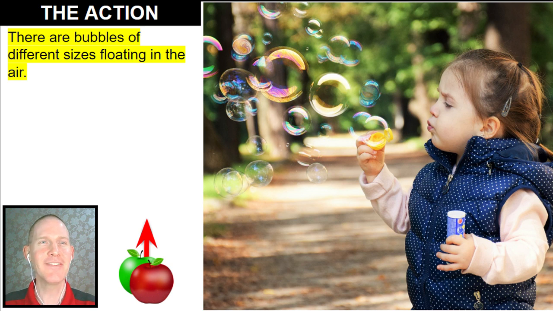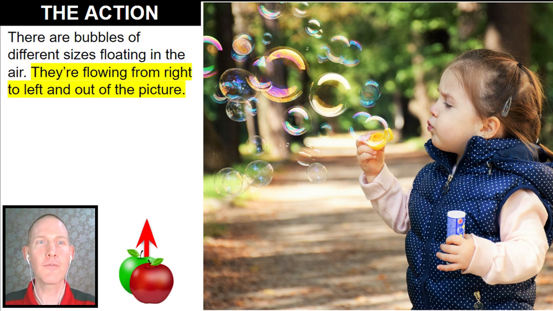Okay, here we go. They're flowing from right to left out of the picture. So when we're saying they, we're talking about the bubbles. So they start on the right side or maybe in the middle, and they're flowing or floating to the left, right? So she's blowing on them and it creates some wind and they float away. Or maybe it's a windy day and they will go that way anyway.